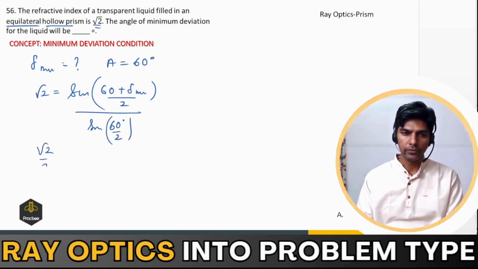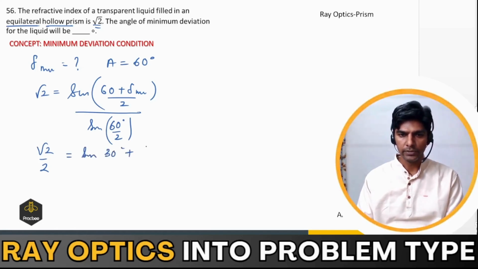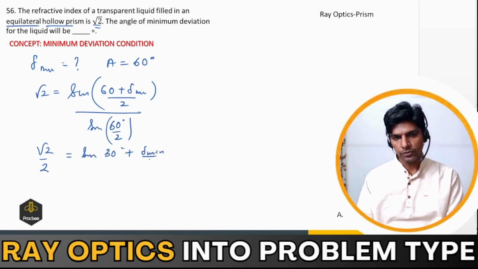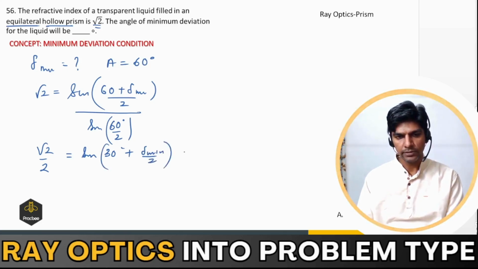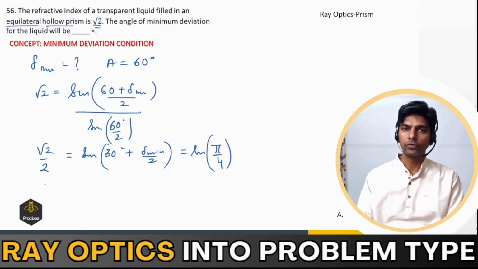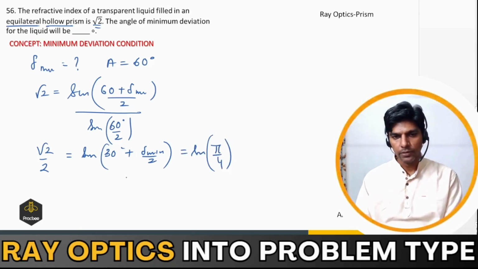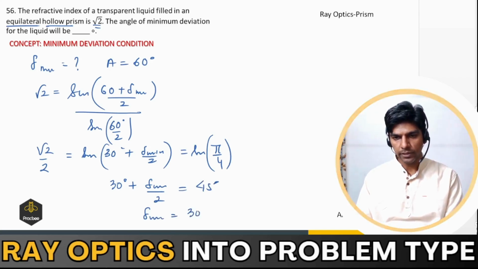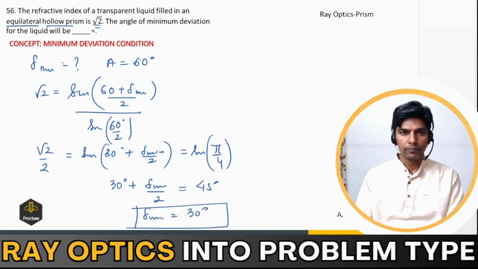So that will be root 2 by 2 equals sine of (30 plus minimum deviation by 2). So this can be written as sine pi by 4. Clear? Because root 2 by 2 is nothing but 1 by root 2. So from this it will be 45. So 30 degrees plus minimum deviation by 2 will be 45 degrees. So the minimum deviation will be 30 degrees. Okay, so 30 is the answer of this question.